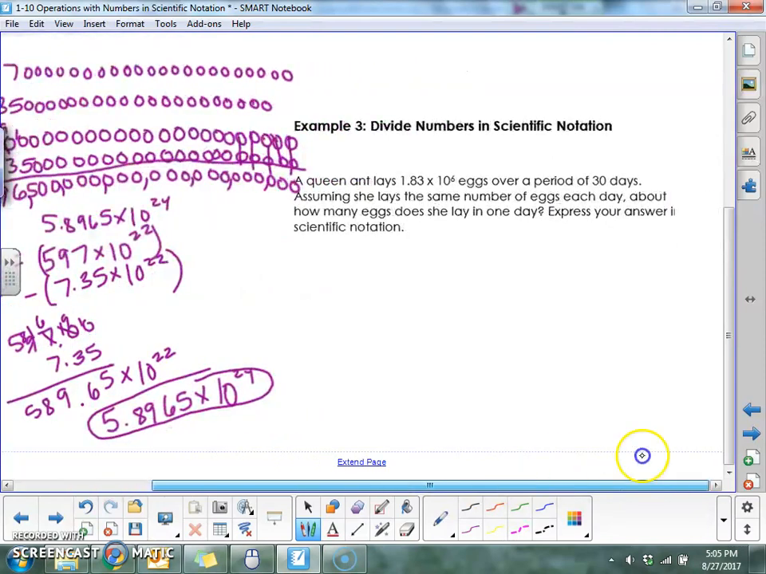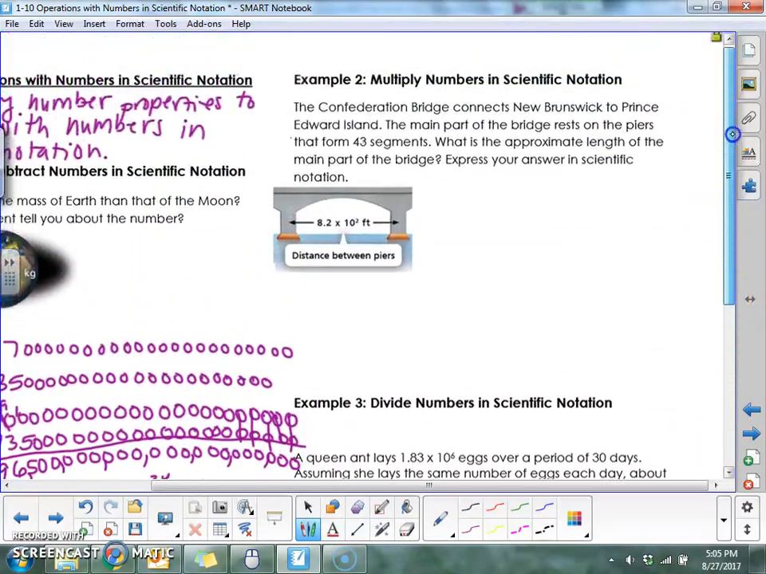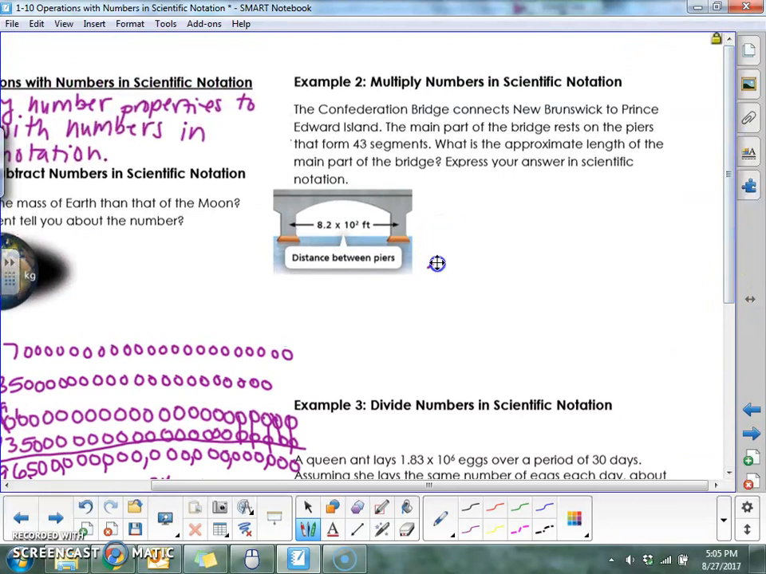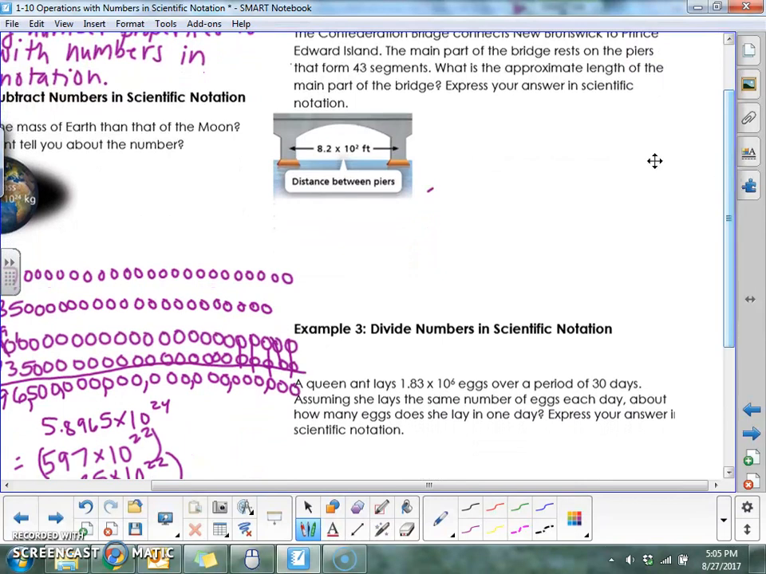The second example is what to do when you are multiplying numbers in scientific notation. Multiplication and division with scientific notation, I think, is a little easier than adding and subtracting. You don't get the decimal place as messed up here. So for this one, the Confederation Bridge connects New Brunswick to Prince Edward Island. The main part of the bridge rests on the piers that form 43 segments. What is the approximate length of the main part of the bridge? Express your answer in scientific notation.